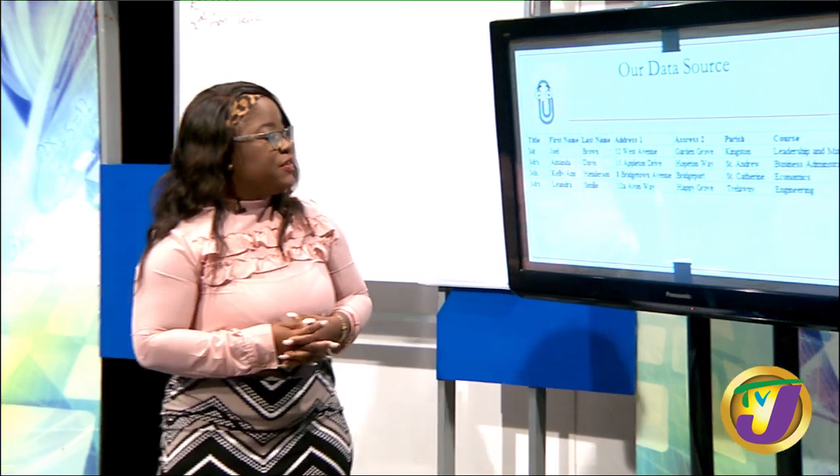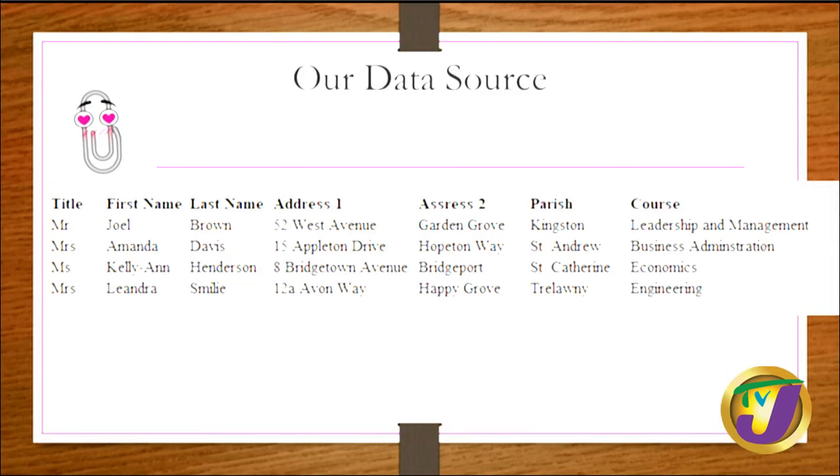All right, here is our data source. Our data source consists of 4 individuals, and if you notice, they go by headings, and we have the various fields. We call them merge fields or headings. We have the title, first name, last name, address 1, address 2, parish, and courses. So by now you should get an understanding of what will vary from recipient to recipient. Their title will be different, their first name, last name, their addresses are different, and the courses that they are pursuing are different.